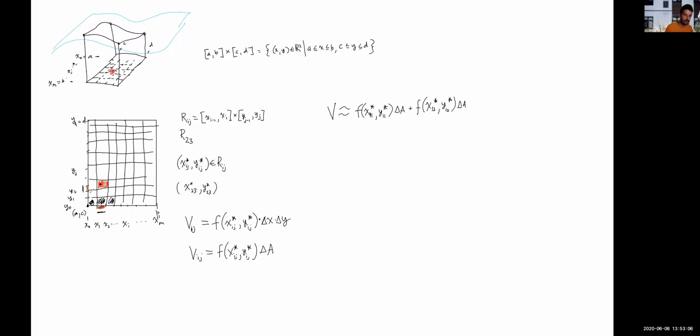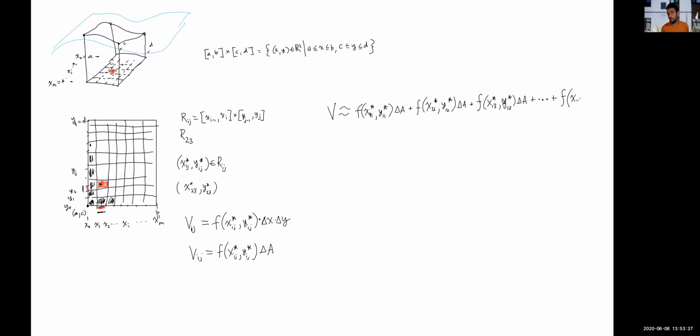Oh, sorry, I went up. It doesn't really matter which direction we go, but I'm changing my y index. So I'm moving up this, right? And then I'll get f, do one more, x 1,3 star, y 1,3 star, dA, plus dot, dot, dot. We'll go all the way up.